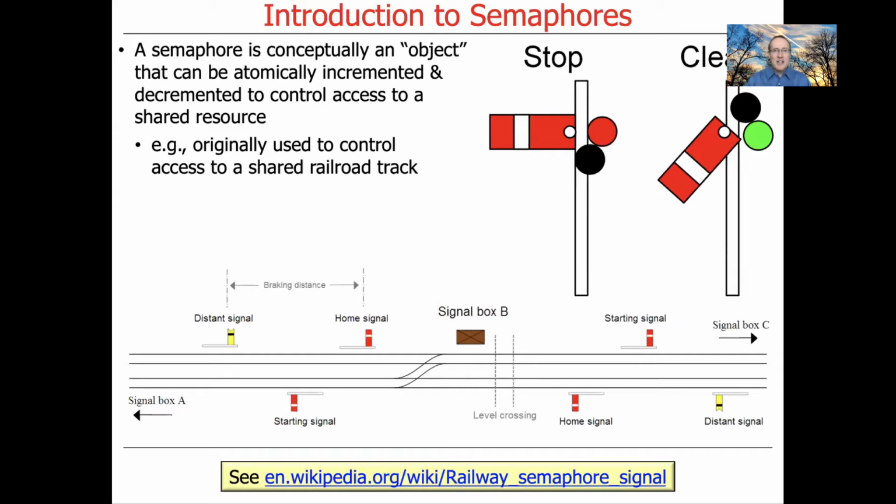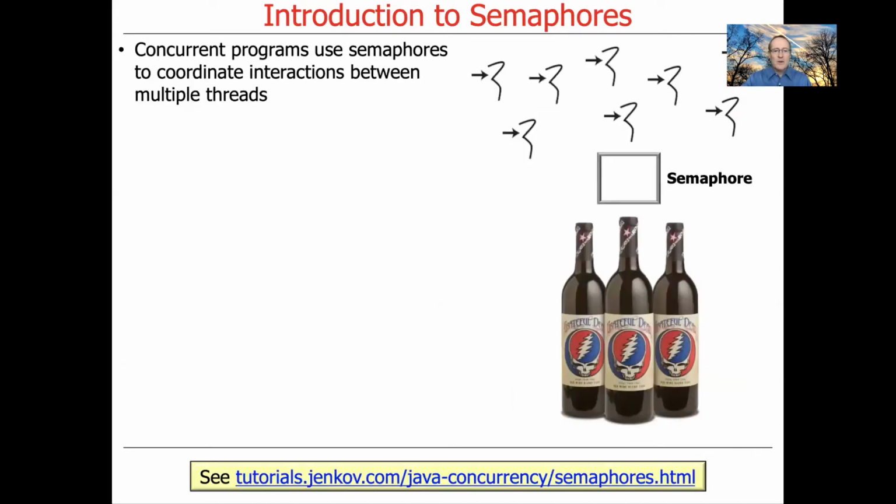So the idea here is that you want to make sure that two trains aren't on the same shared track at the same time, especially if they're going towards each other. And so you can use these signaling flags as a way to keep track of who's going and whether or not something's already in use. Concurrent programs in the software world, not the train track world, use semaphores to coordinate interactions between multiple threads.